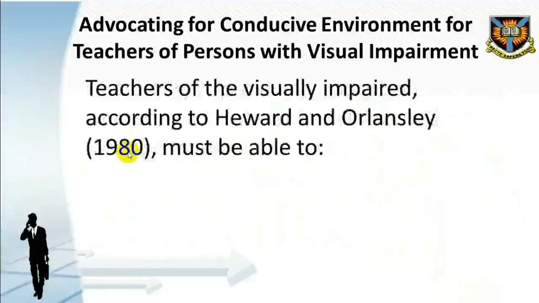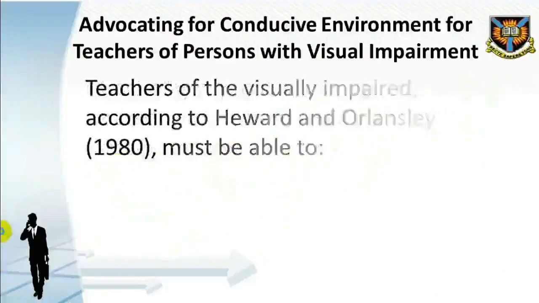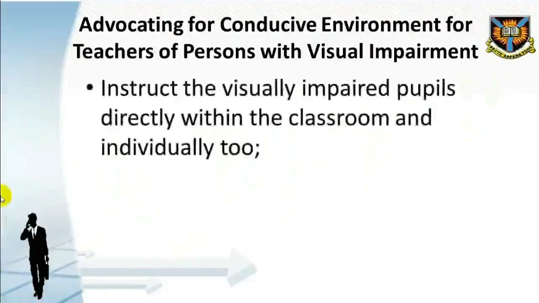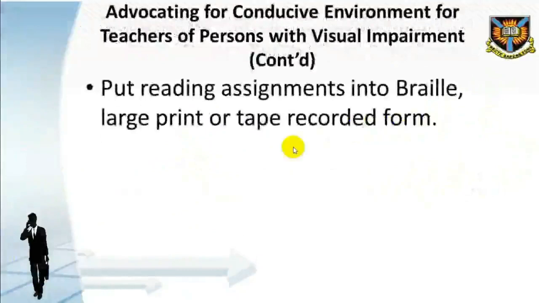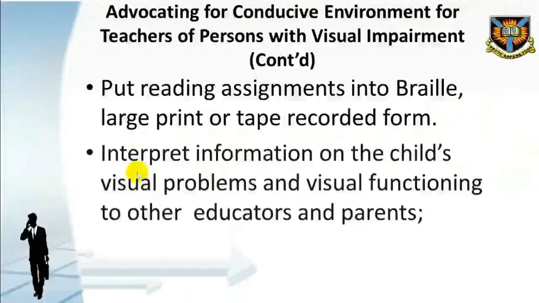Teachers of the visually impaired, according to Ward and Owsley, 1980, must be able to: 1. Instruct the visually impaired pupils directly within the classroom and individually too. 2. Obtain or prepare specialized materials. 3. Put reading assignments into Braille, large print, or tape-recorded form.